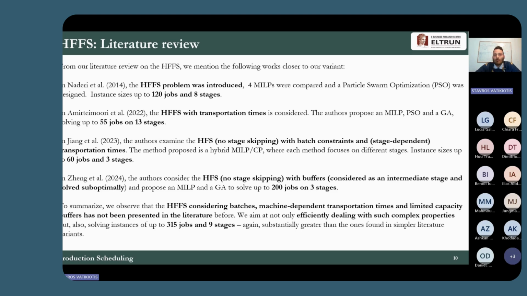So in terms of the literature review, the first close variant of the problem that we've seen was 10 years ago. So we see that it is a quite fresh problem, but in recent years, we see that there is a quite increasing interest in it. And from our side, we move beyond state-of-the-art literature in two aspects. The first one is that we consider all these complex properties which are left out in the previous literature works.